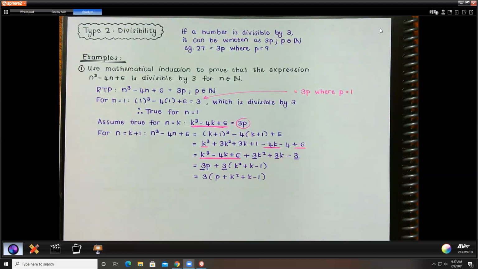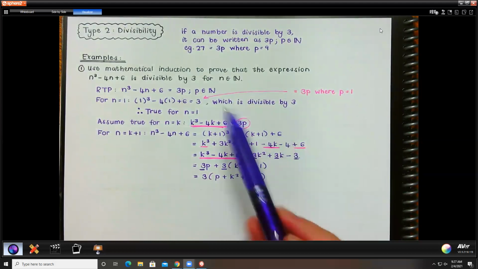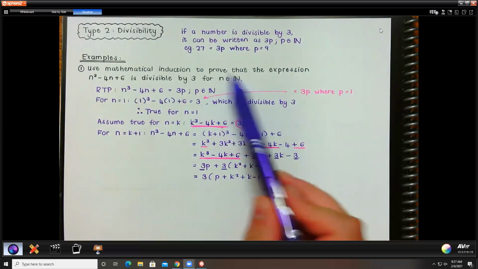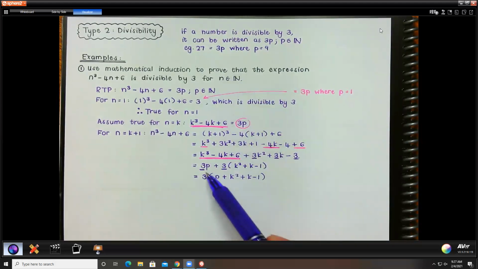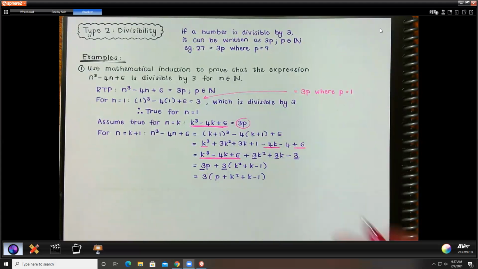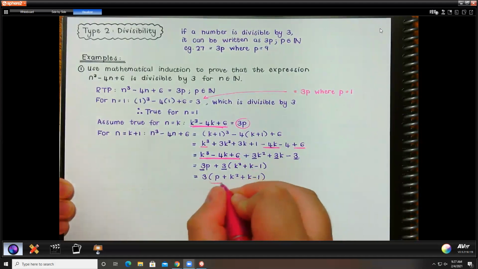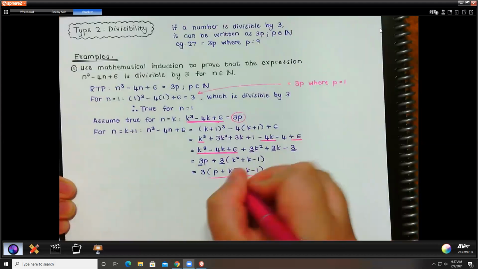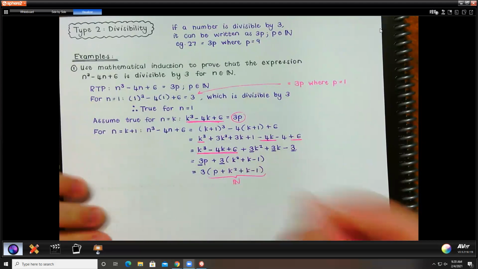Now remember that p is a natural number. k is also a natural number, right? Because we're working with all natural numbers here. So p is a natural number, k is a natural number. So this whole expression will also be a natural number. Okay, this whole expression is also a natural number.